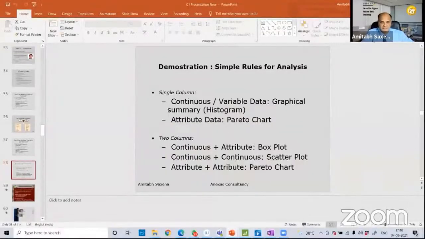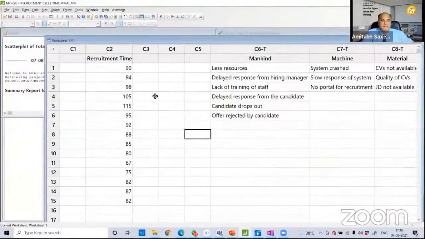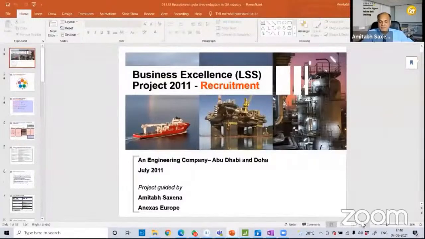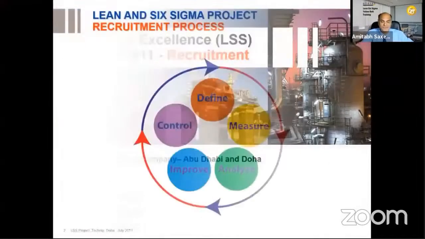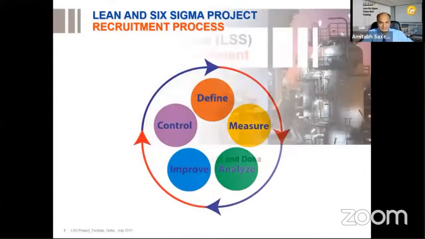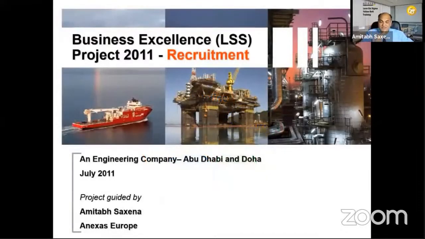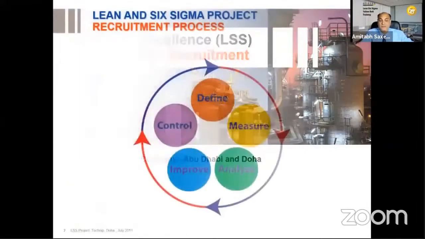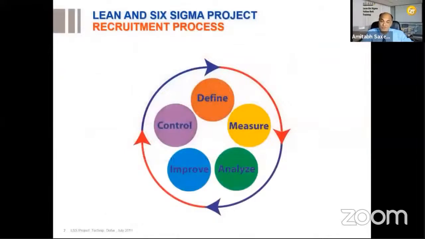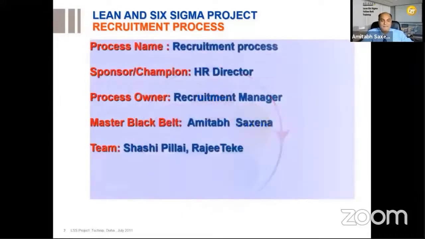So let me show you, what do you mean by this? Recruitment cycle time is high. Okay, before I show you the analysis part, let me show you the project also. This is the company, exactly 10 years ago, it is dated July 2011, almost 2021 it is. These are real companies, real projects. They want to reduce the recruitment cycle time. We are following define, measure, analyze, improve, and control. 5 phases. Every green belt and black belt follows when you take up an improvement project.